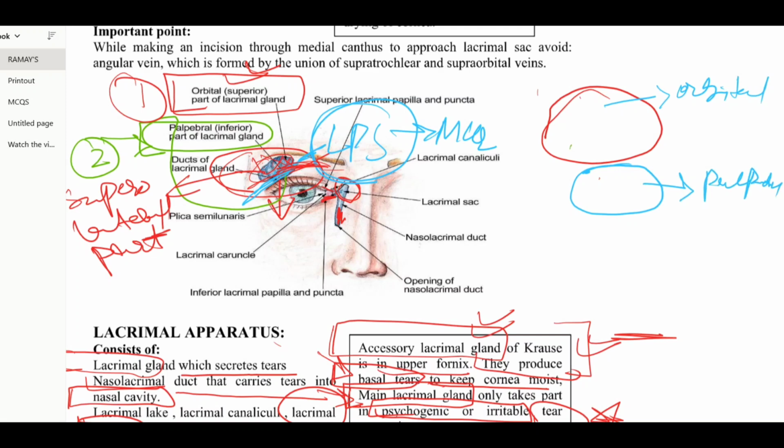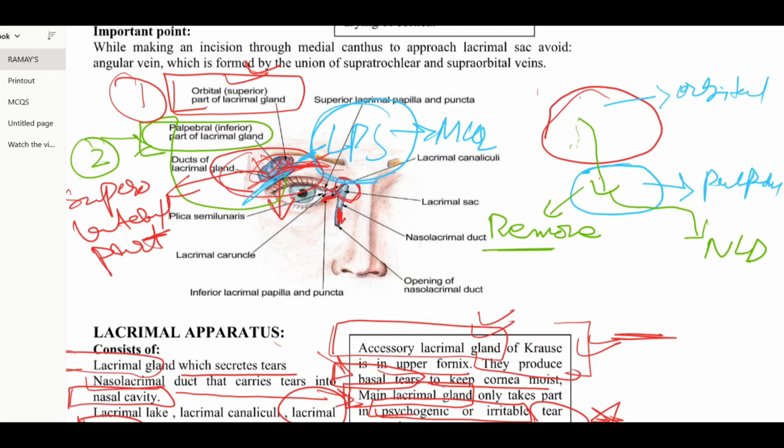Tears come from the upper part to the lower part, and then these are carried by the ducts to the nasolacrimal duct. So, if we remove this gland, the smaller lower part, then the whole drainage will be gone. Okay, we cannot drain the tears from the larger orbital part as well.